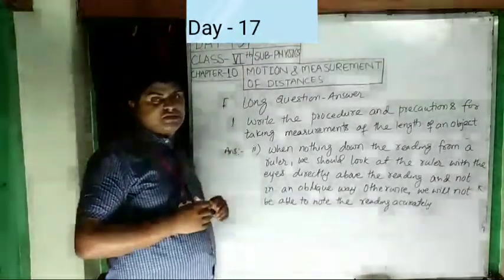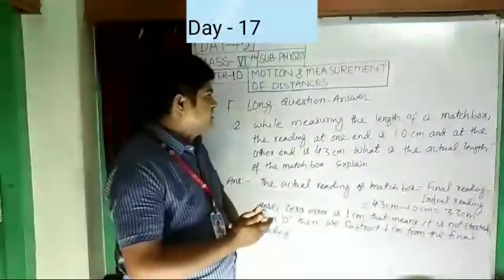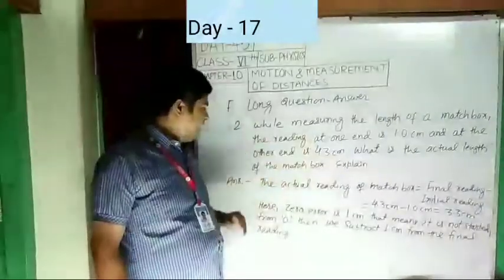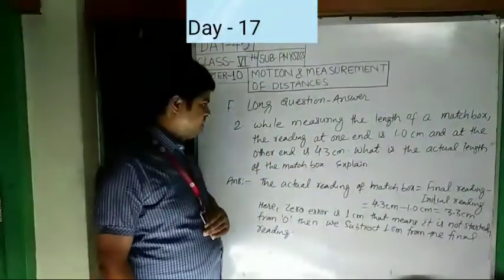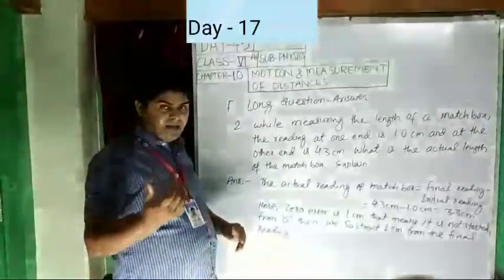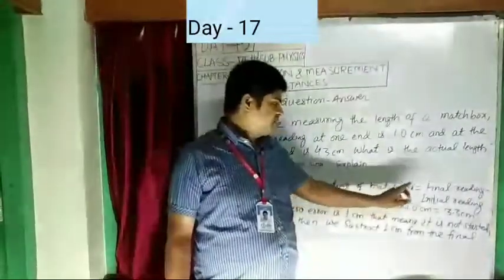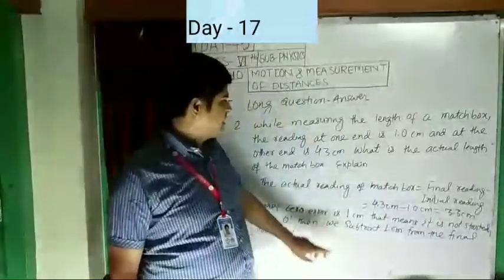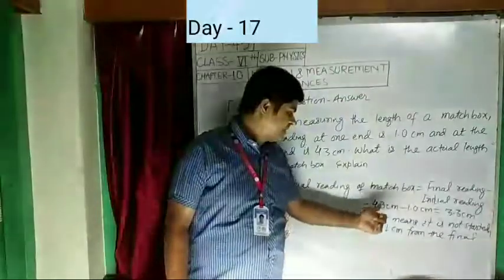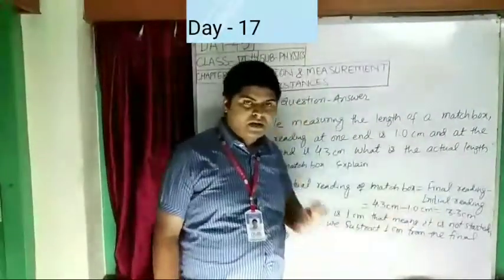Okay, now see question number 2. While measuring the length of a matchbox, the reading at one end is 1 centimeter and at the other end is 4.3 centimeter. Then what is the actual length of the matchbox? Explain. Okay, I have told you in short answer question, the actual reading of anything, here matchbox, is equal to final reading minus initial reading. Final reading is 4.3 centimeter, initial reading is 1 centimeter. That means you will subtract 1 centimeter from 4.3 centimeter and the answer is 3.3 centimeter.